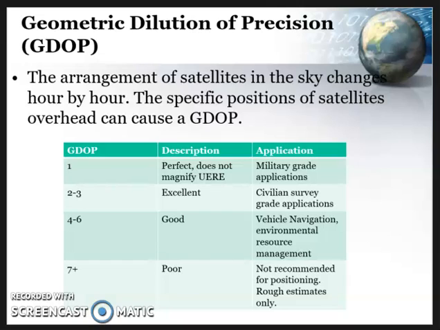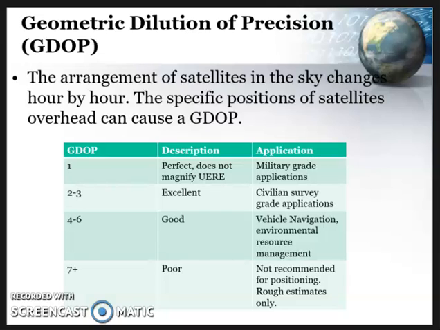So there's one more error that I do want to talk about. The arrangement of satellites in the sky changes hour by hour. The specific positions of satellites overhead can cause a different type of error called geometric dilution of precision, or GDOP. Satellites high in the sky and close together create more significant areas of uncertainty. The best arrangement to minimize the geometric dilution of precision is to have a satellite overhead with 3 other satellites evenly spaced and close to the horizon.